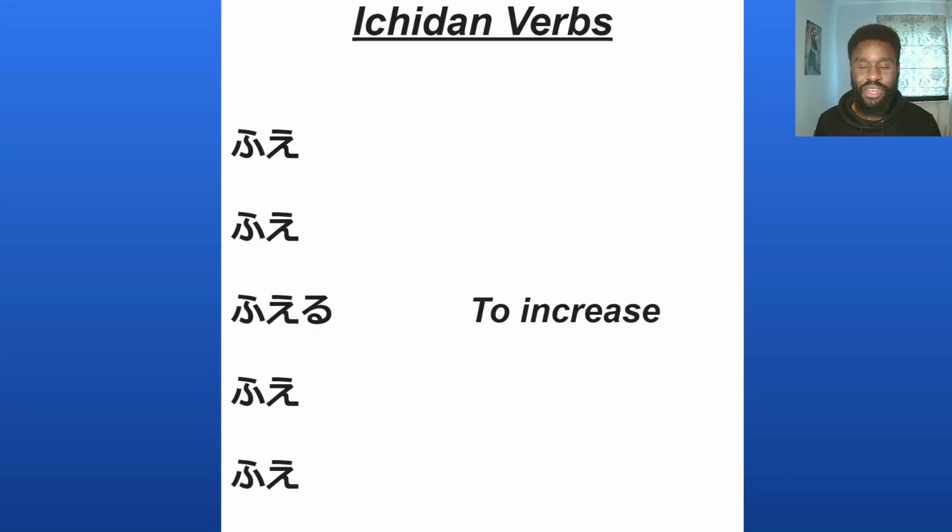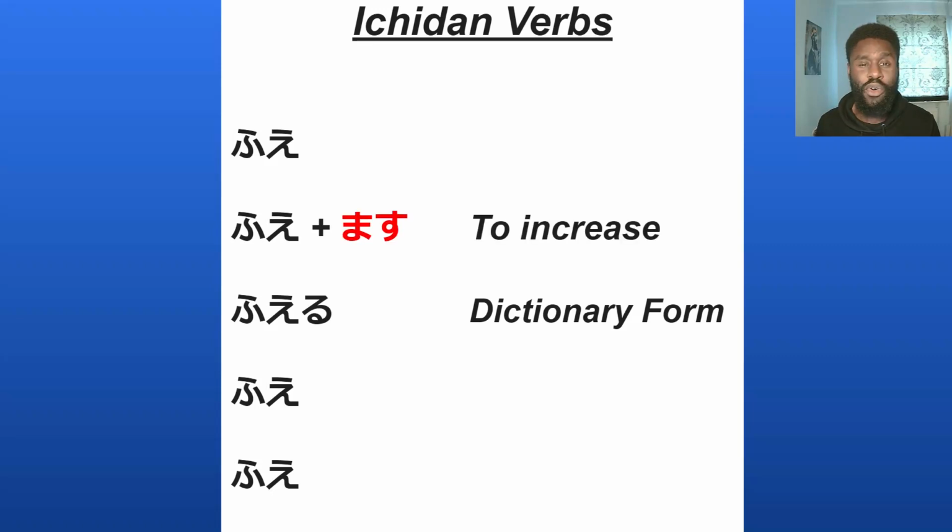For Ichidan verbs, the dictionary form of this verb is fueru, which is to increase. To create the polite form of this verb, we use the 2nd row, for argument's sake, and add mas to make fuemasu. However, the 1st, 2nd, 4th, and 5th rows are exactly the same. This creates our polite form.